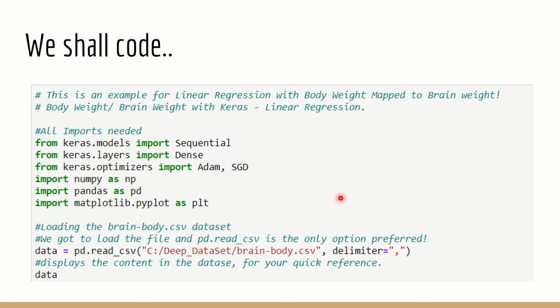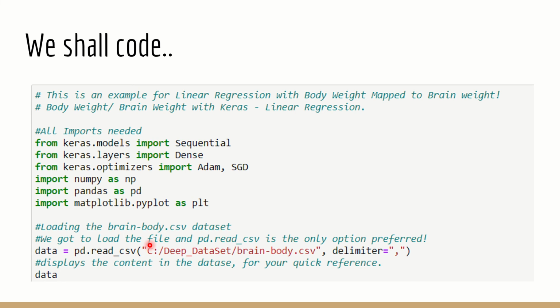Now how do we go about it? It's all simple. We need to first import all the necessary modules. So from keras.models, import Sequential, because whatever we are going to build is a sequential neural network. From keras.layers, I need to import Dense. I'm going to use Dense, and I'll tell you the purpose of it. From keras.optimizers, I'm going with Adam and SGD, and we are going to use those optimizers during compilation. I have got NumPy, Pandas, and Matplotlib, all of which are necessary, and I have imported them.